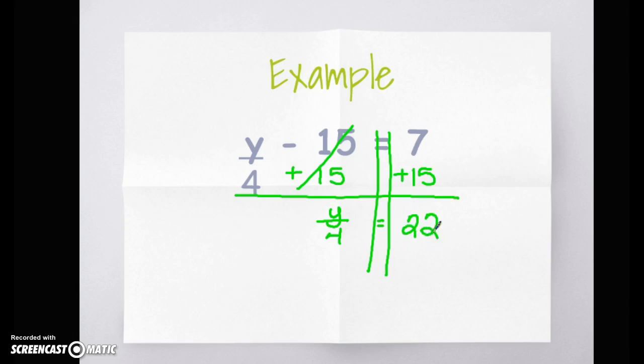At this point, like I said, we haven't done any problems like this, but this is y divided by 4. So if it's saying y divided by 4, and I know that I have to do the inverse, what's the inverse of dividing by 4? Multiplying by 4. So I'm going to multiply both sides by 4. These cancel out, and I get y equals 22 times 4, which is 88.